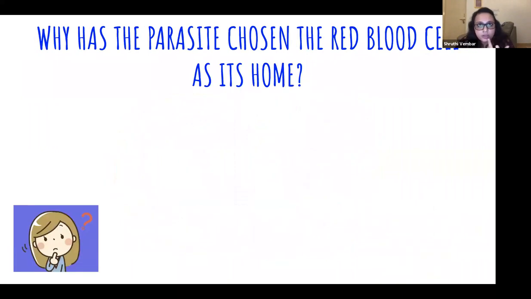And one question maybe before we leave, this could be the last question: why do you think in humans the parasite has chosen the red blood cell as its home? Any thoughts?